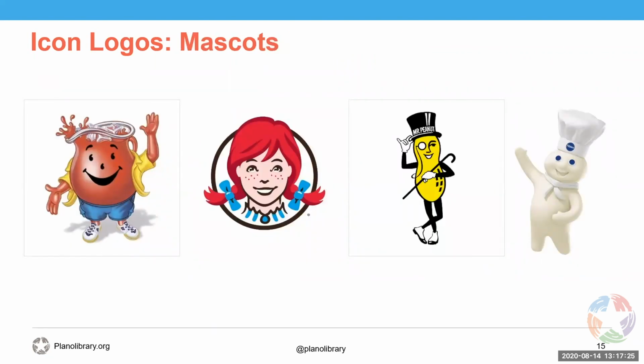Other types of icon logos include mascots. So if you're trying to attract families and young children, definitely try a mascot. Mascots are frequently found on food, especially cereal. If I'm thinking of the cereal aisle, I can think of Tony the Tiger and Trix the Rabbit and the Lucky Charms Leprechaun and all of those wonderful mascot characters. They offer a friendly face for your customers to be attached to.